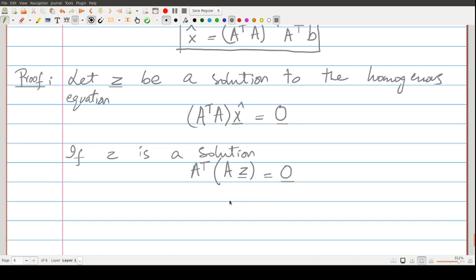Okay, now what does this tell me? Think of this as just one vector. If this is one vector, then this is just the homogeneous equation A transpose y equals 0, which means this is a solution to the homogeneous problem. In other words, over here we say that y is in the null space of A transpose. Then over here I'm saying that AZ is in the null space of A transpose. All right.